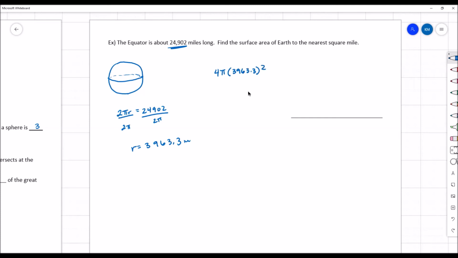All right, so from there, we'll do 4 pi r squared, do that times 4 times pi, and we should get the large number 197,387,017.5. It says to the nearest square mile, so we're going to make sure that we do that and round up. Miles squared. Okay. All right.